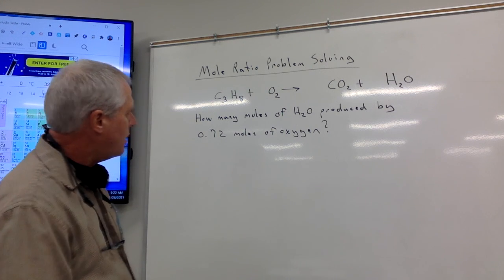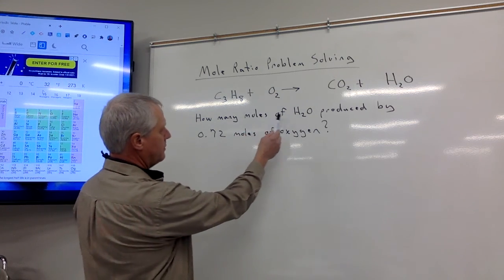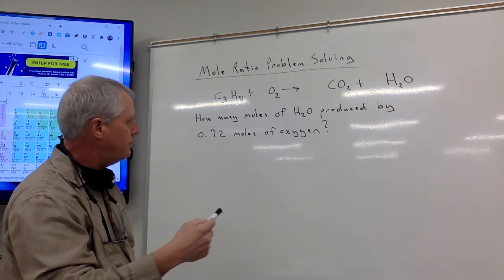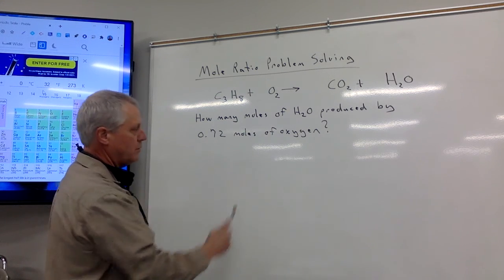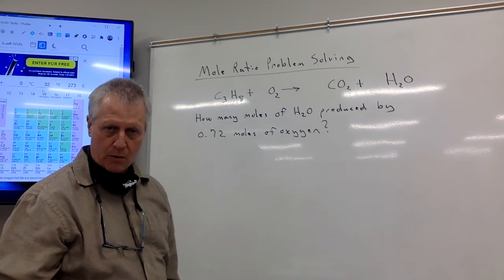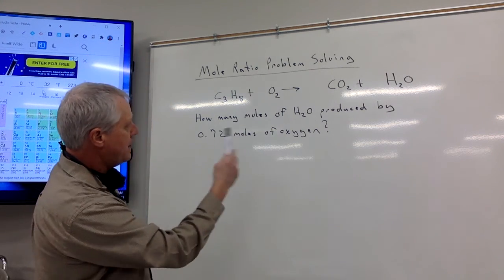But ultimately, our challenge here is to determine how many moles of water would be produced by 0.72 moles of oxygen. So that's what we're up against here. How do we do that? We have to balance the equation first.